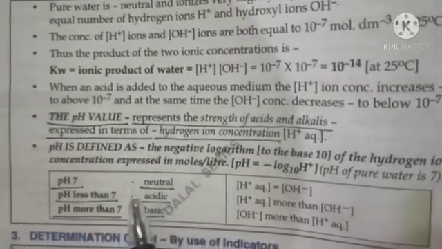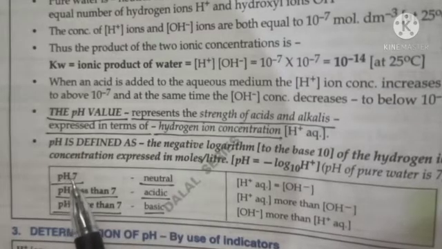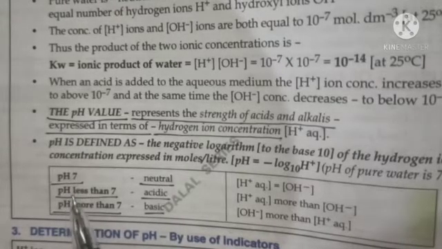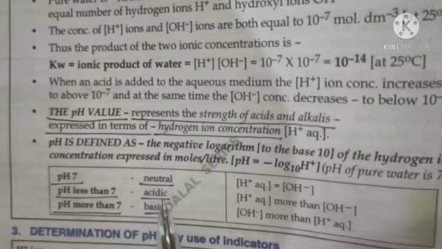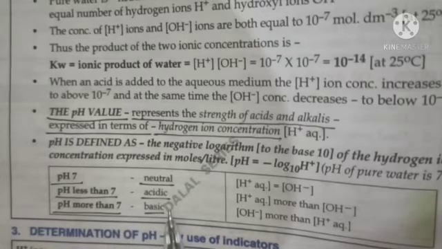If a solution is neutral, meaning water, it has pH value 7. If the pH value is less than 7, then the solution would be acidic, and if the pH value is more than 7, then it is basic in nature.